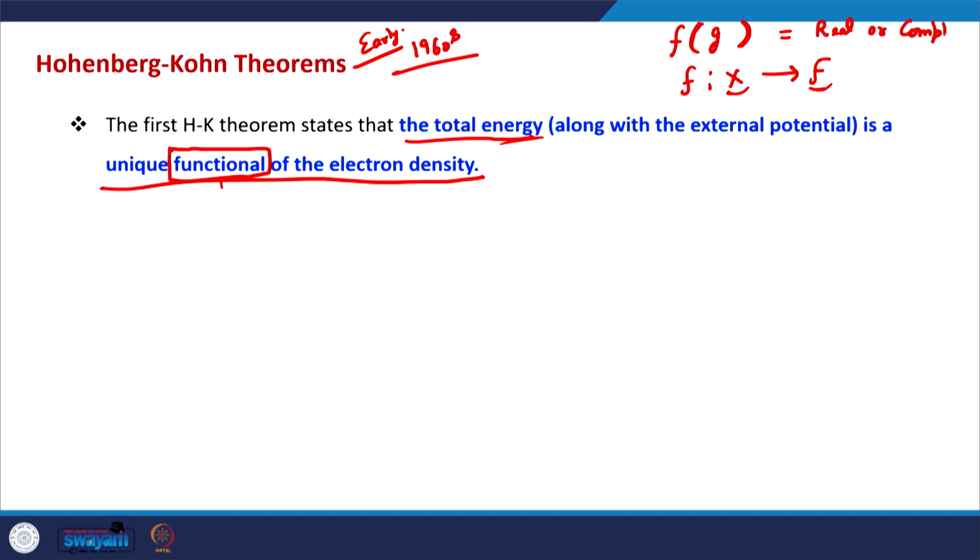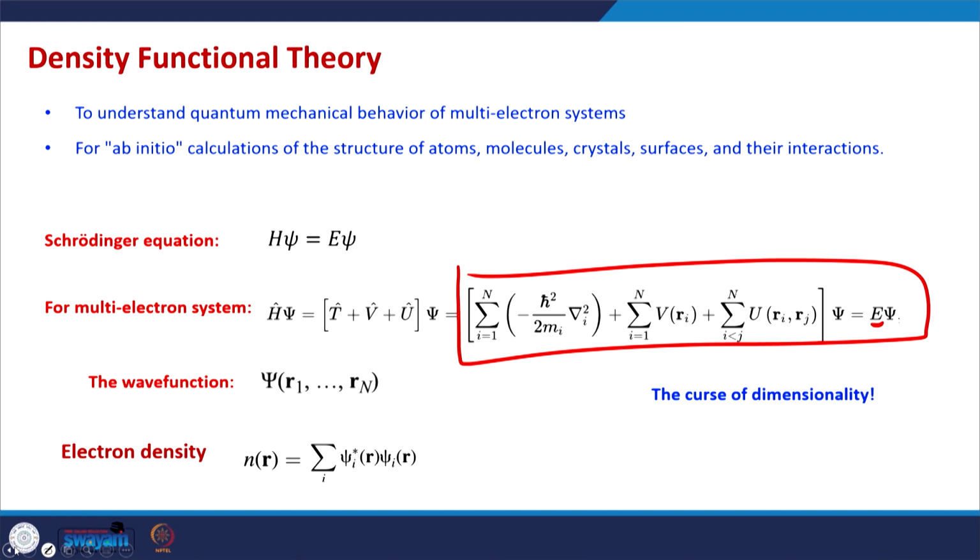That's known as the functional. So what this first HK theorem says is that the total energy is a unique functional of the electron density. And that's where this second term in this DFT comes from. So it deals with electron density and it deals with the energy functional, because energy is a functional of the density, which means the energy of the electrons is a function of the electron density function.